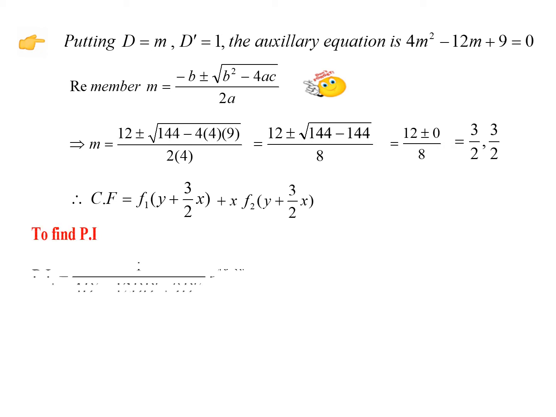Now let us proceed for particular integral. Particular integral 1. Why are we calling it particular integral 1? Because there are two terms on the right side. So let us first take the first term and evaluate. That's why we call this particular integral 1.